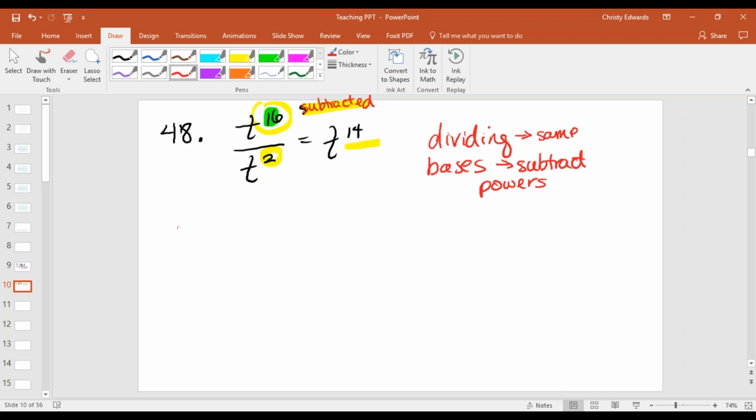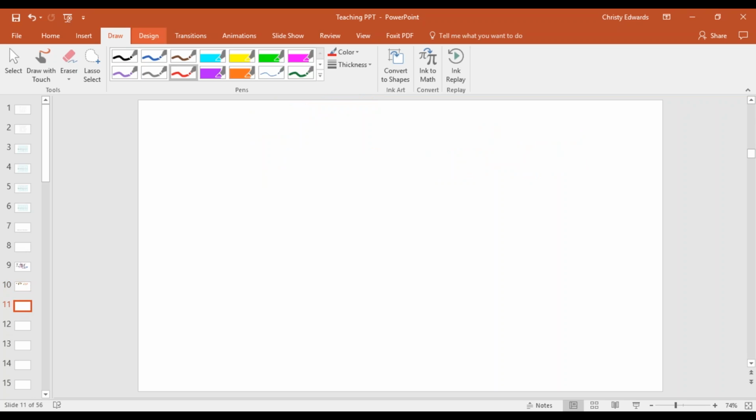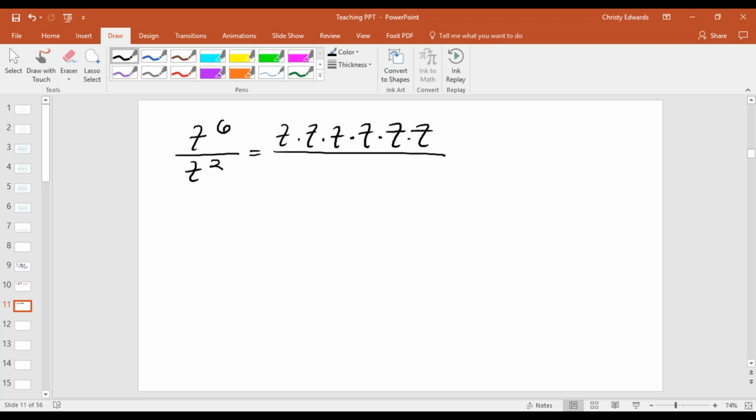So let's not use this exact example. If you'll let me not use such huge numbers, let's just pretend it was t to the 6th over t to the 2nd. Let's do it the long way. Didn't we learn 2 lessons ago that you can just write it out the long way? That's 6 t's, 1, 2, 3, 4, 5, 6 t's divided by t times t. Those are supposed to be t's. They're getting kind of crazy, looking like 7s.